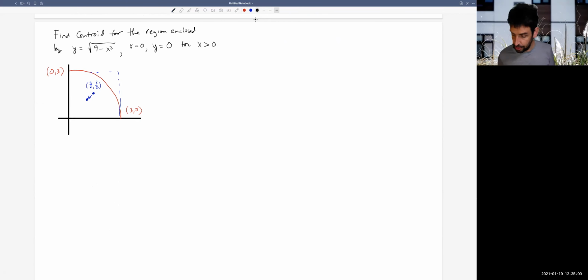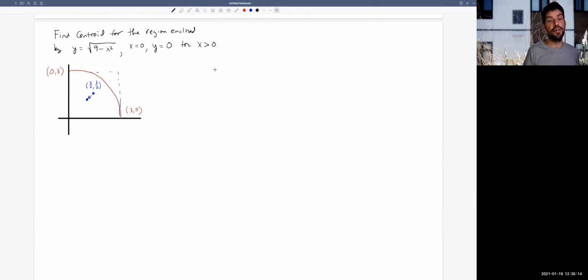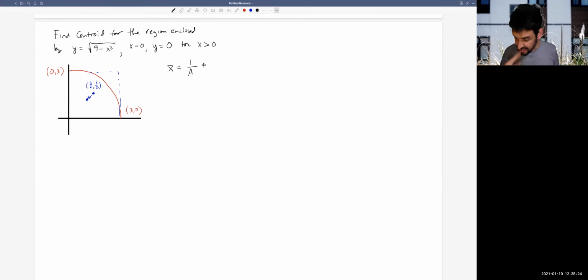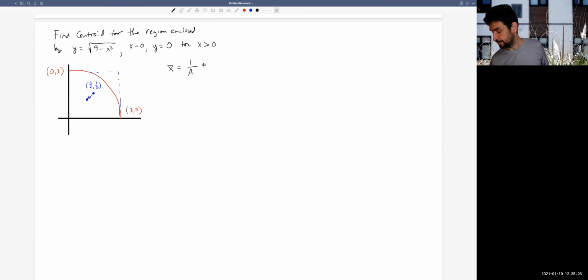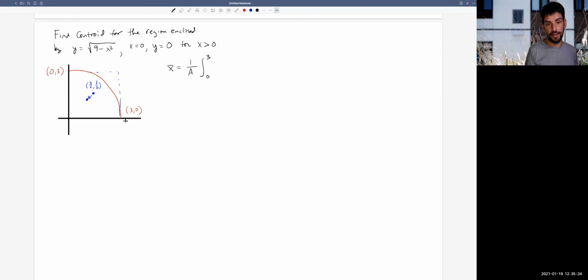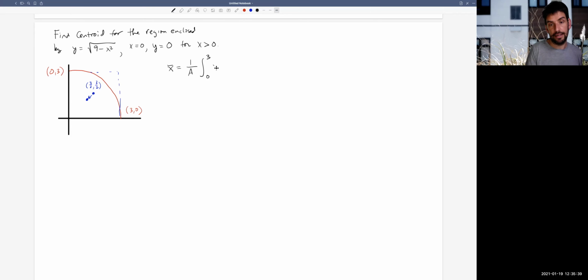So we need to compute a few things. We need to compute the area. So remember, maybe I'll write this down first. We want to find x bar, which is 1 over the area times the integral from 0 to 3. That's our region. X bar is given by x f of x dx.